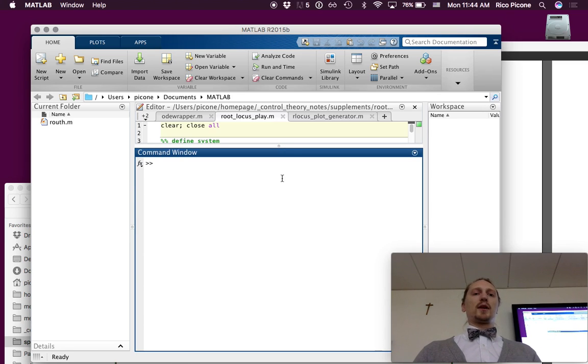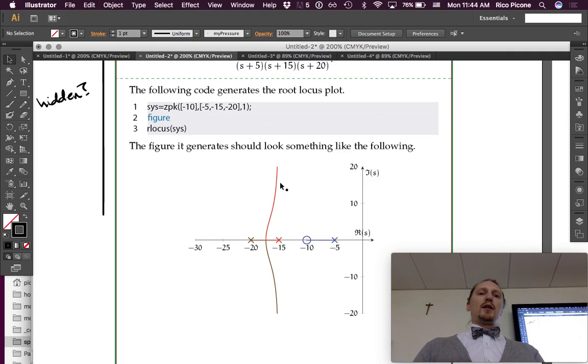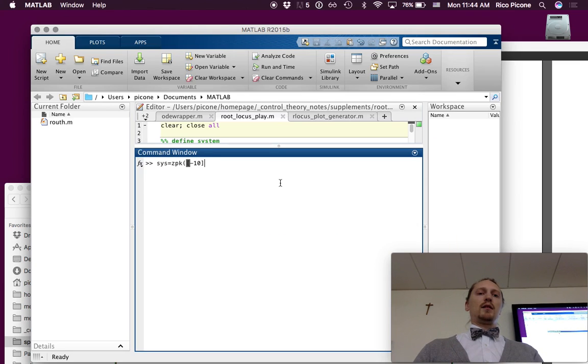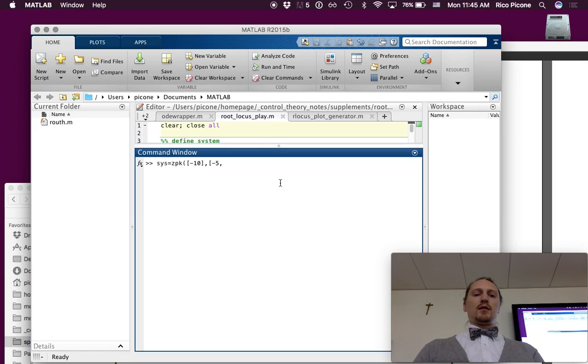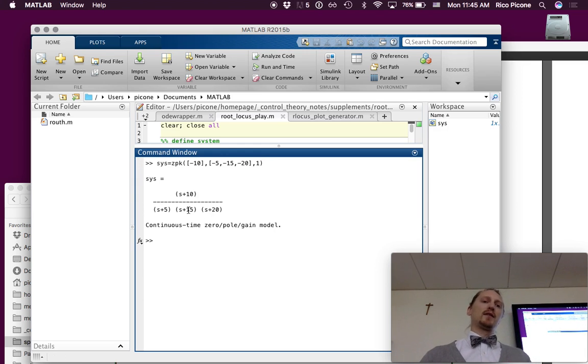So let's just work in the command window. Let's say sys is equal to zpk of -10, so that was our zero. Our poles are at -5, -15, and -20, right? And then a gain of 1. If I don't put the semicolon, it'll spit back this transfer function looking thing. And then I want to open a figure and call rlocus of sys. Sys is the variable I assigned it to.